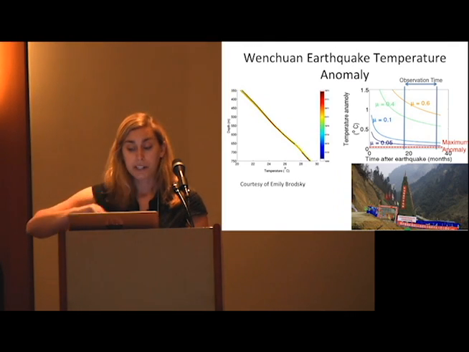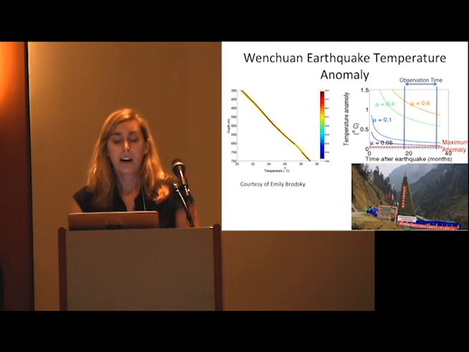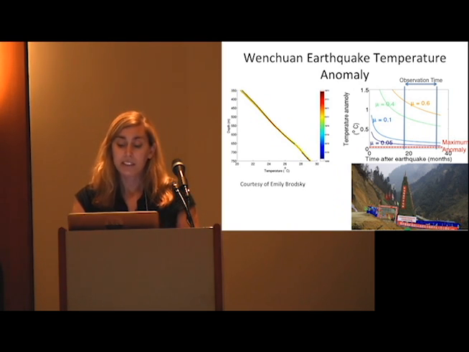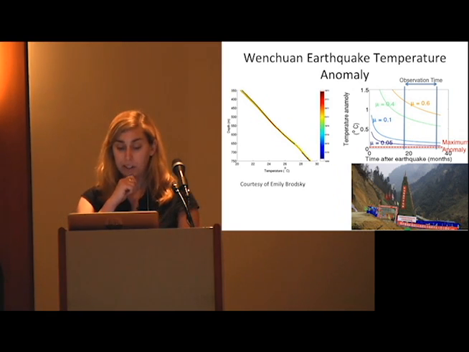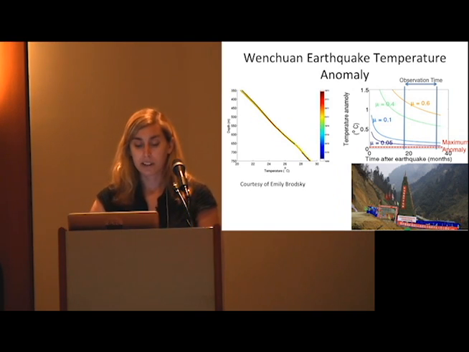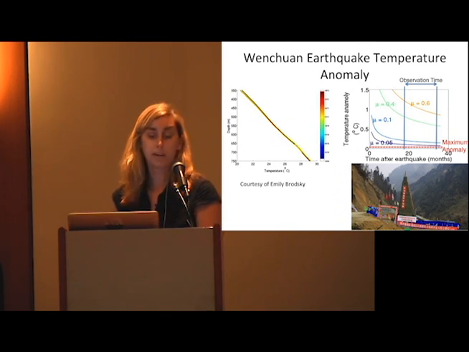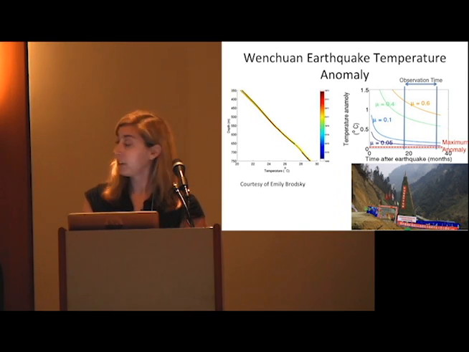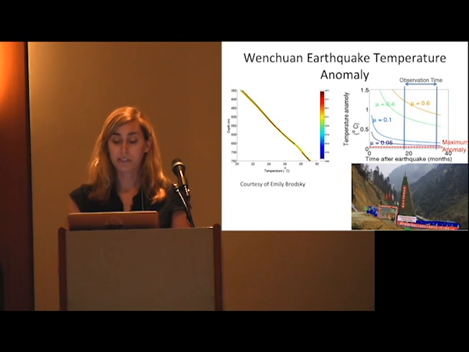So the Wenchuan earthquake in 2008, the Chinese government drilled through that fault pretty rapidly after the earthquake occurred and again installed a temperature string. And here's a picture of the temperature data, and it's pretty flat. There's a possibility that there's a very small anomaly down in the corner here, but really there's not much of a temperature anomaly.